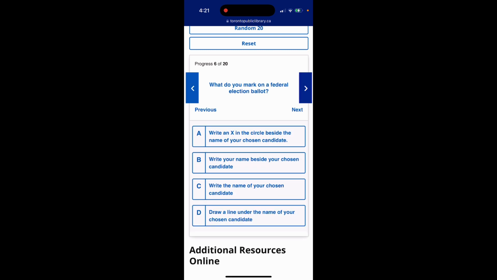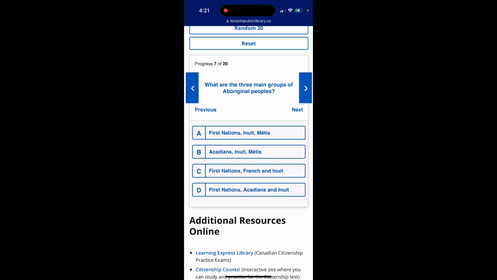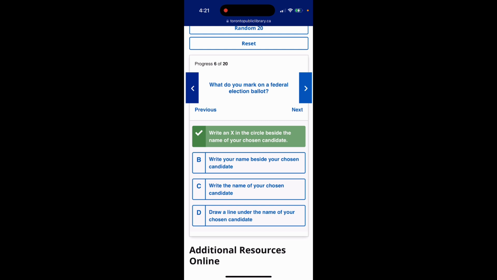Question 6. What do you mark on a federal election ballot? Option A, write an X in the circle beside the name of your chosen candidate. Option B, write your name beside your chosen candidate. Option C, write the name of your chosen candidate. Option D, draw a line under the name of your chosen candidate. The answer is option A, write an X in the circle beside the name of your chosen candidate.